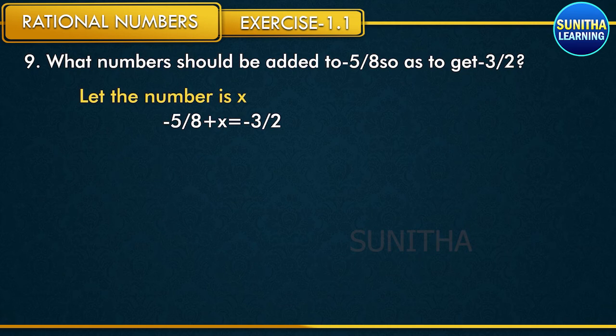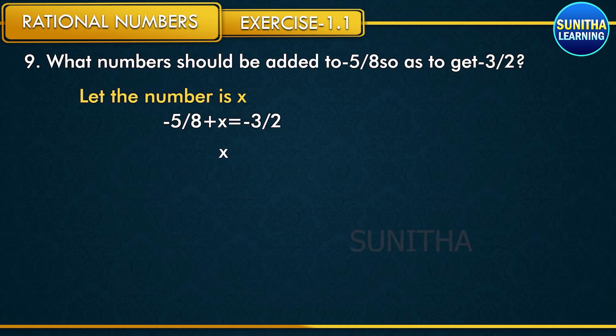Now you can form an equation, that is, a mathematical sentence from the general sentence. A mathematical sentence is always represented with an equal sign. So we convert the general sentence into a mathematical equation by keeping the variable. Here I can write it as x plus minus 5 by 8 is equal to minus 3 by 2. Yes, this is the equation. What kind of equation is it? It's a one variable linear equation, so you can find the x value.